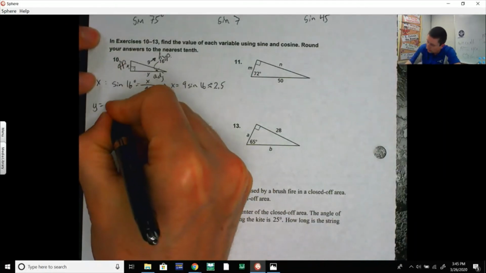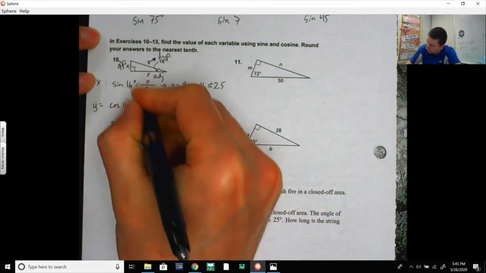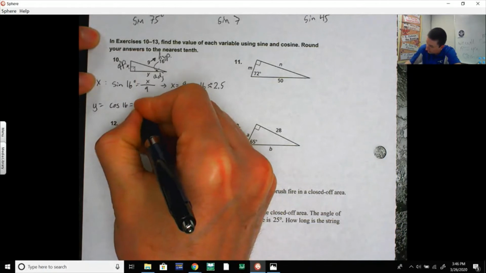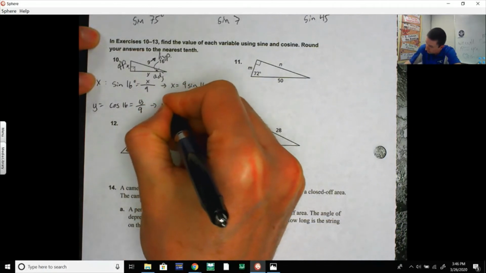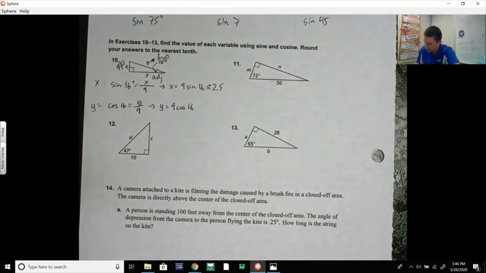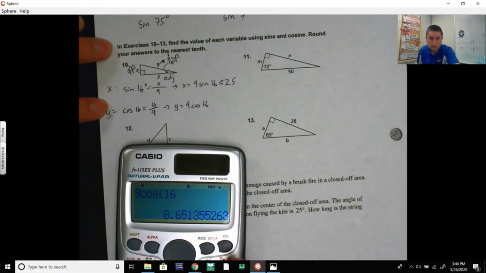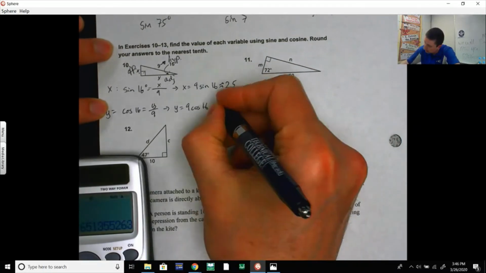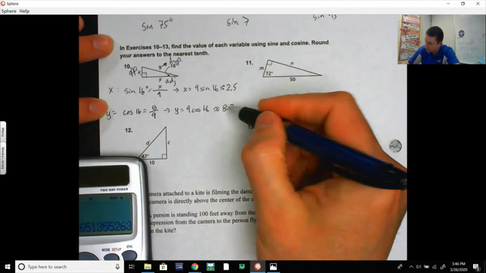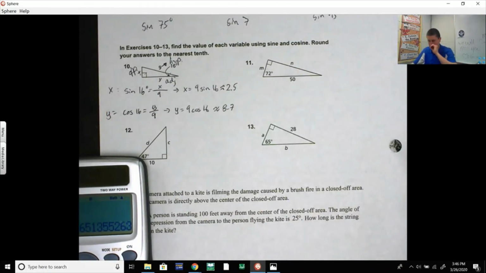So I get the cosine of 16 equals the adjacent side, which is y, over the hypotenuse, which is 9. So y equals 9 times the cosine of 16. 9 cosine 16, and we get 8.7. Okay, so that would be the other two sides of those lengths.